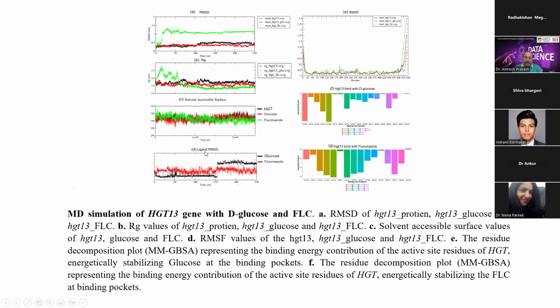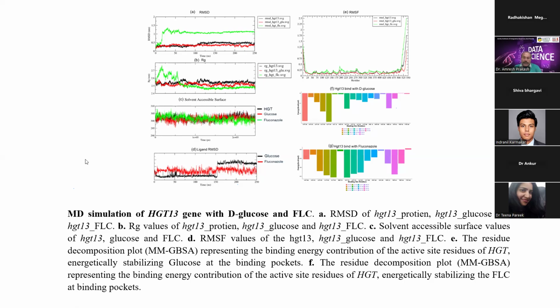And this other one is the ligand RMSD. This is the active site, and here we have put the ligand. So the spatial fitting of the ligand at the active site is defined by the ligand RMSD. In the case of glucose, we can see here, red one is the fluconazole. We can see that this ligand remains almost stable, especially in one particular conformation state at the active site of the protein.